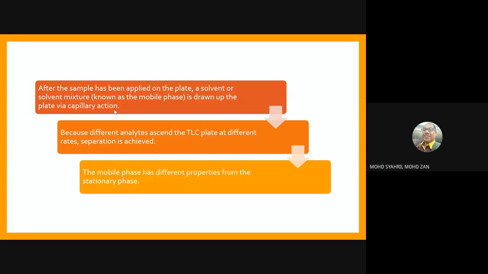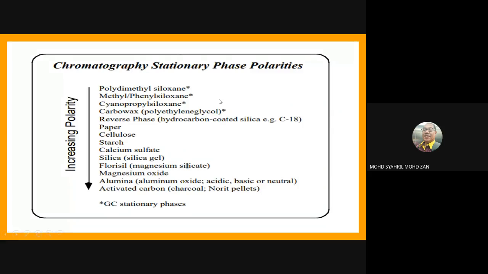So why do we get a separate analysis? Because of the different rates and different types of analytes. The mobile phase has different properties from the stationary phase. Why does it have different properties? Because of the stationary phase we have. For example, starch has what properties for the sample? Or we have alumina. What are the properties of alumina? Only substances that are acidic, basic, and neutral will stick and move up.